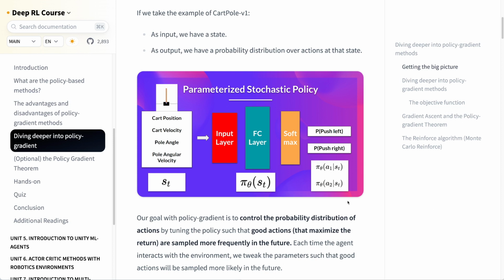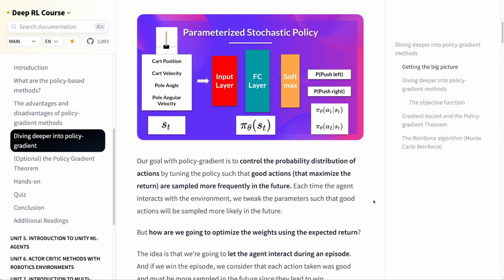Great. Our goal of policy gradient is to control the probability distribution of actions by tuning the policy such that good actions that maximize returns are sampled more frequently in the future. Each time the agent interacts with the environment, we tweak the parameters such that good actions will be sampled more likely in the future. So this parameters theta is what we want to change to make sure good actions happen.